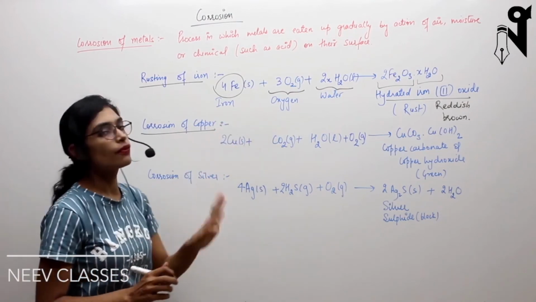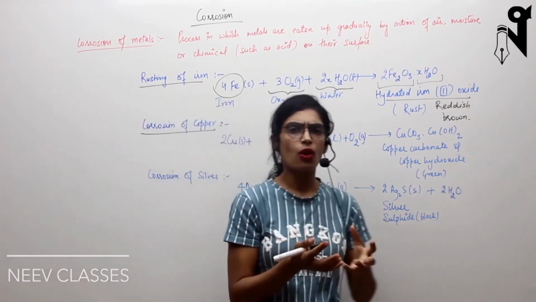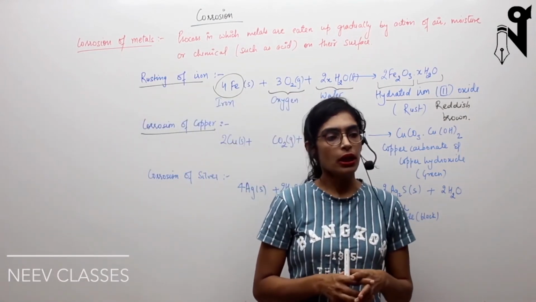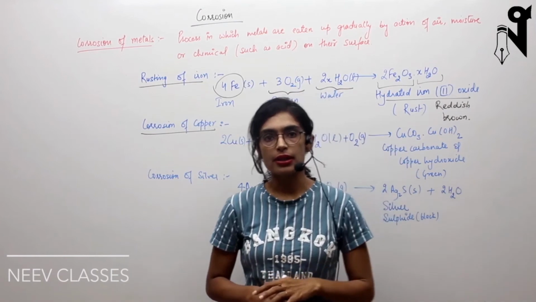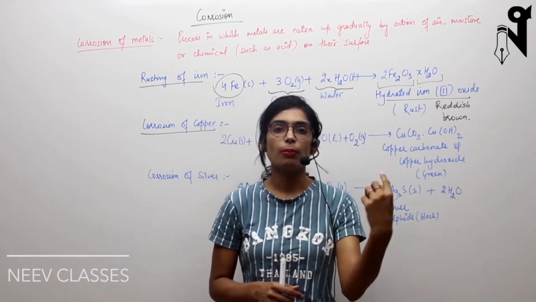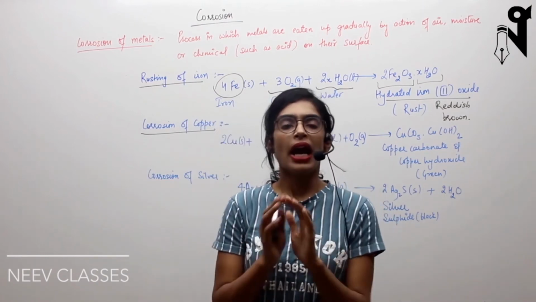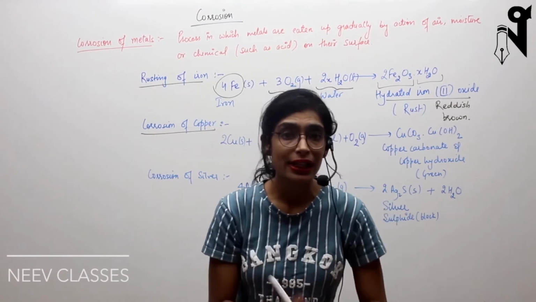Corrosion of copper, I'm not very sure how many of you would have seen, but as per my understanding, most of the people have copper vessels at home. So if you keep the copper vessel outside for a longer time, you will find a greenish layer on the top of the copper vessel, and you can just scrub it and it will clean. So what is that greenish layer?